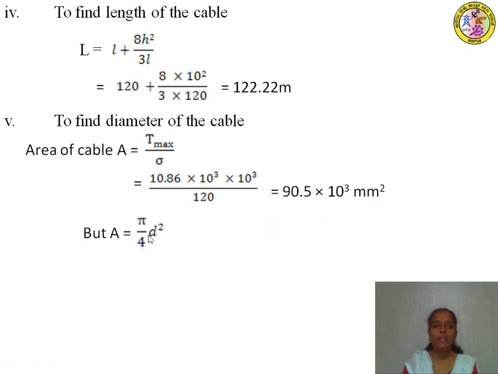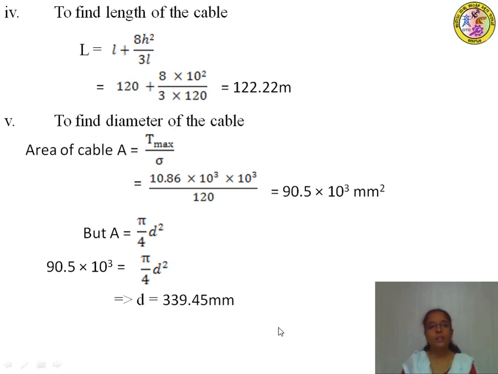But area is given by pi by 4 d square. Therefore, we will equate it. 90.5 into 10 power 3 is equal to pi by 4 d square, from which we will get the value of diameter of the cable as 339.45 millimeter. You can round it up to the next figure as 340 mm. Okay. So that is the calculation for diameter of the cable required. So that is the analysis of cables with supports at same level subjected to UDL.